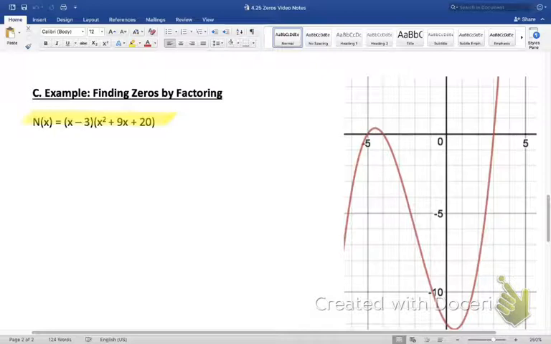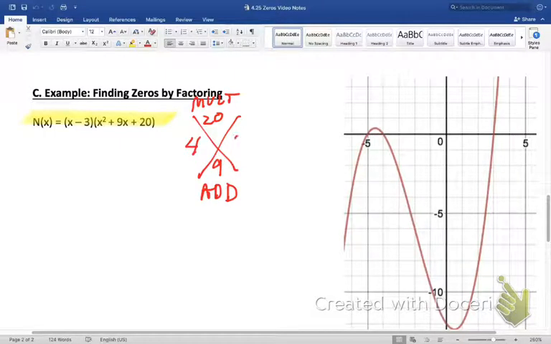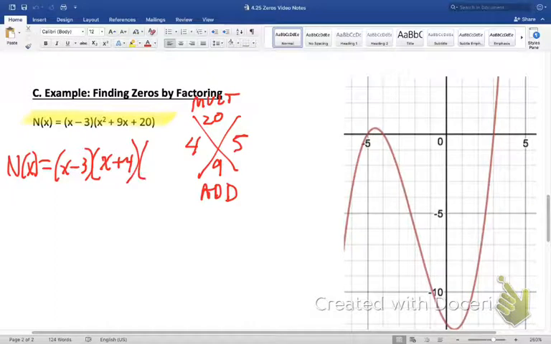And we actually know how to factor that, right? Because that's a trinomial where a is 1. So we can do our little x method and think about what's going to multiply to be 20 and add to be 9. And we get, if you just think for a minute, I get 4 and 5. So that means that my factored form of this polynomial would be, I still have the x minus 3 that was given, but I have these two new factors to replace x squared plus 9x plus 20, which would be x plus 4 and x plus 5.